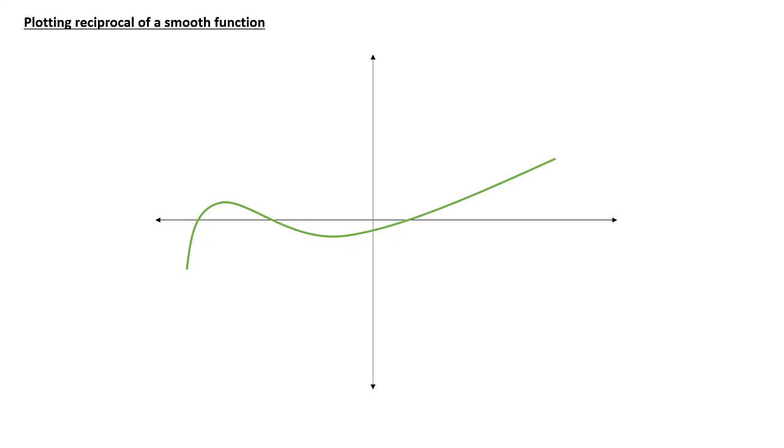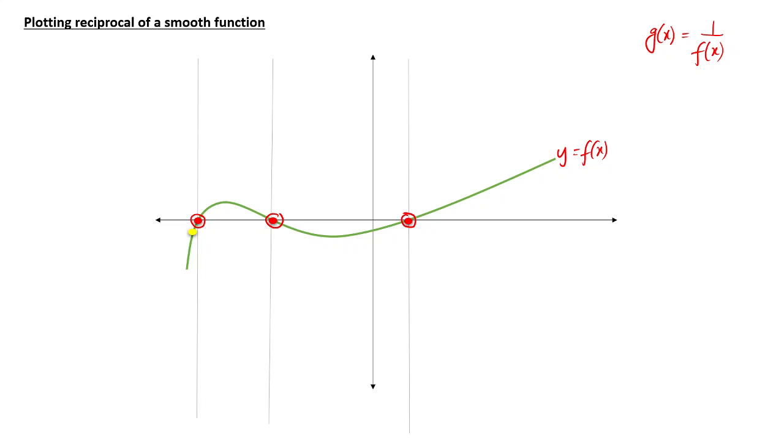How do we plot the reciprocal of a smooth function? So say this is a smooth function, y is equal to f(x), and we have to plot the reciprocal function. Let's call that function g(x), which is 1 by f(x). So first, you know that whenever the value of this function is 0, then f(x) is 0, then g(x) will not be defined, right? So at these locations, you will not have the reciprocal function. So there will be poles here.